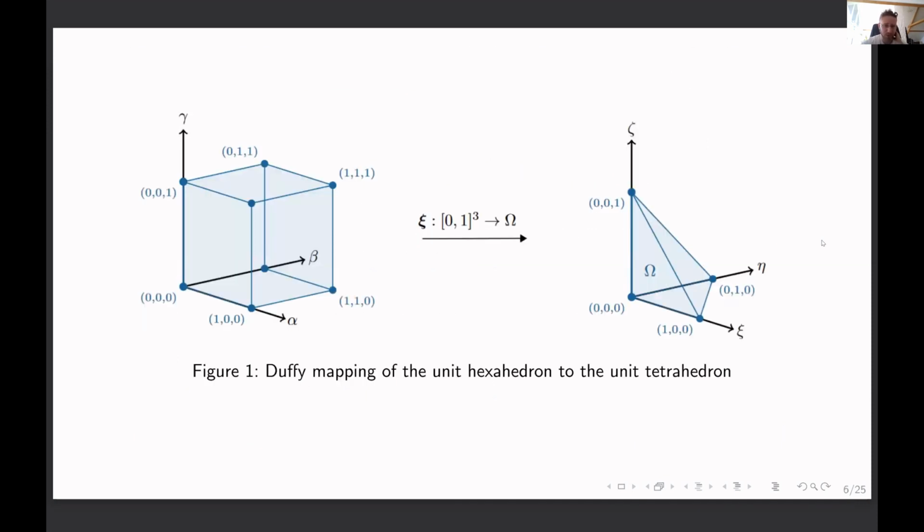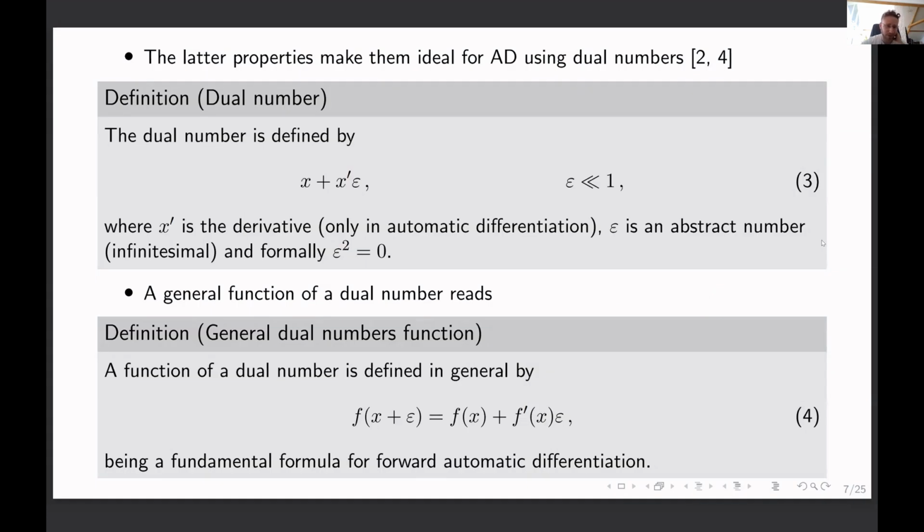This is the Duffy transformation. And due to these univariate base functions and the fact that we have a recursive evaluation of them, we can also use dual numbers for automatic differentiation. And this is ideal. This is optimal because we have only one input and we are looking only for one output. So we do that and we get the value and the differential at the same time.